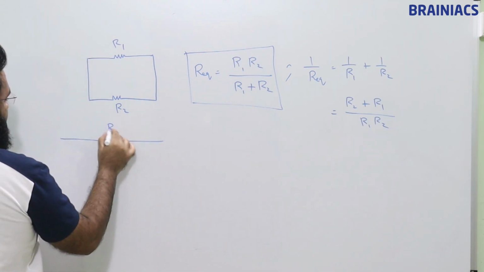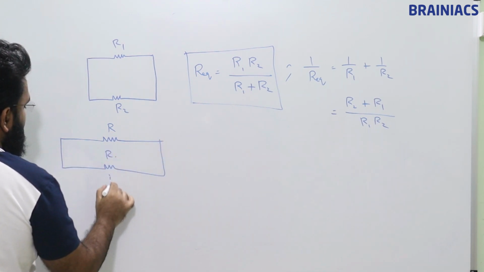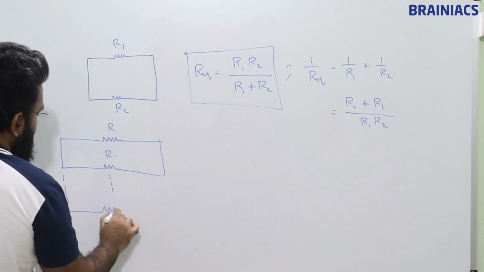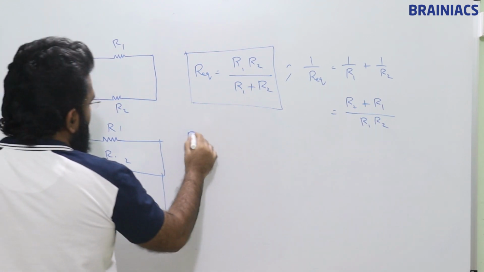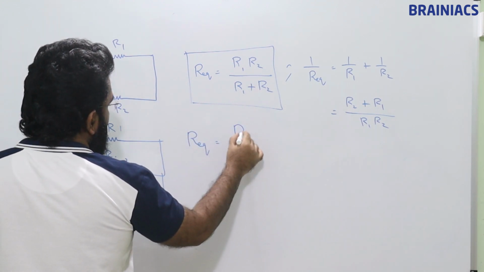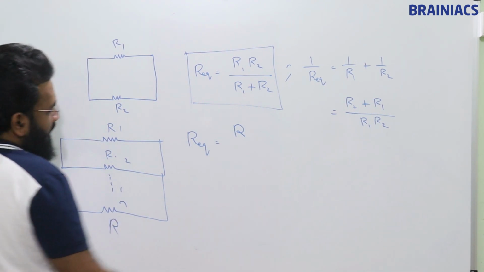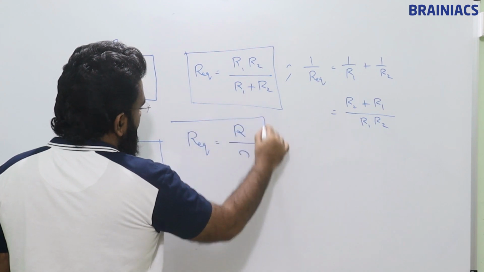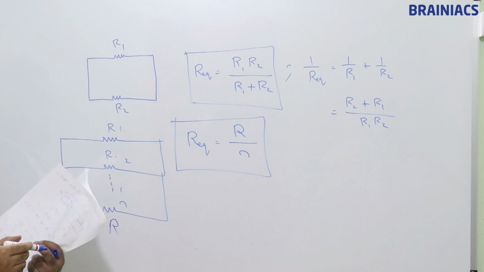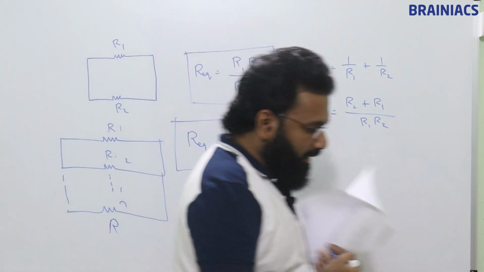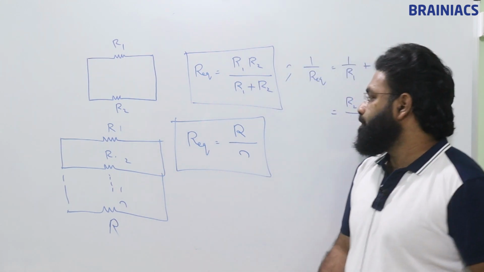Suppose if we get n number of equal resistances like this. This is 1, 2 up to n. These are all the same value of resistances. If this is R, then R equivalent is R by N. In series, R equivalent was NR, but in this case R equivalent is equal to R by N. Okay.